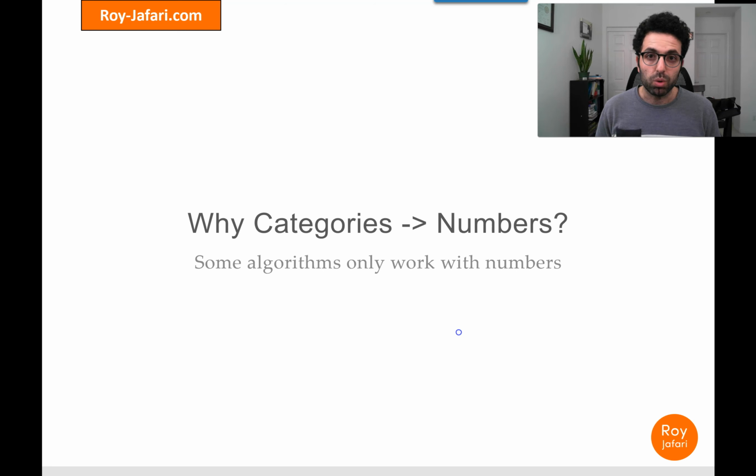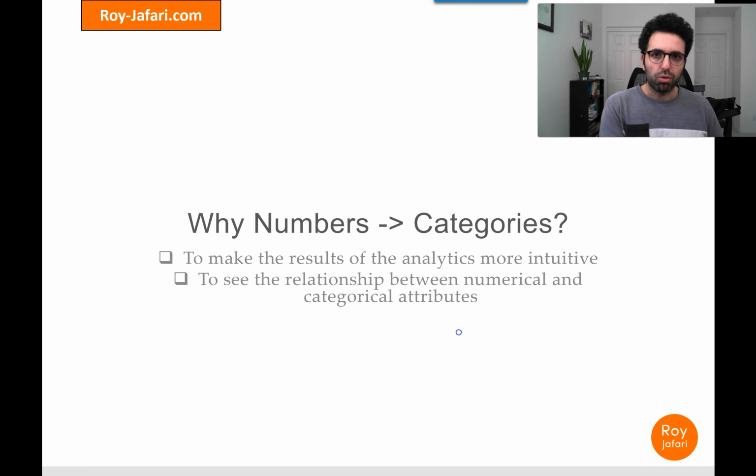So let's start by understanding why would we ever need to transform our categories, our data shown in a categorical attribute, into a numerical way. Most of the time, the reason for such data transformation is because some algorithms and some tools of data analytics only can work with numbers. And if we want to use those algorithms, we have to find a way to transform our categorical attributes into numerical ones.